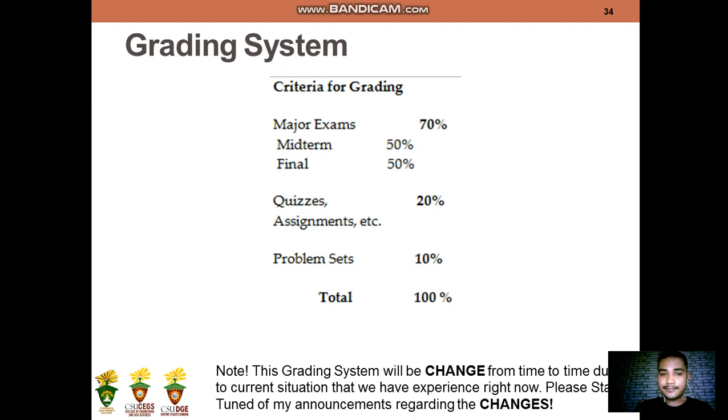In grading system, here is the criteria for grading. We have 70% is the major exam that consists of midterm and finals, quizzes and assignment 20%, and problem set 10%, a total of 100%. Please take note that this grading system will be changed from time to time due to the current situation that we have experienced right now. Please stay tuned of my announcement regarding the changes of this grading system.